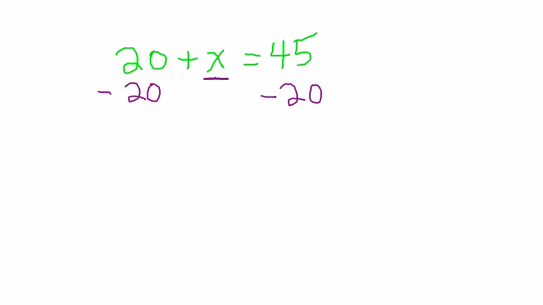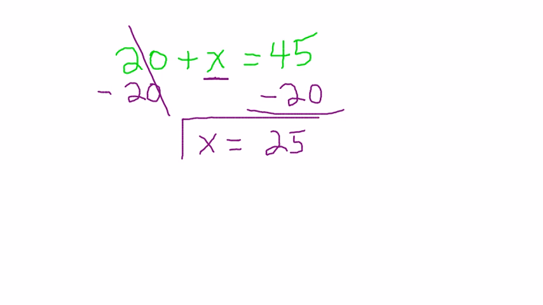20 minus 20 is 0, so we can cross it out. We are left with x equals 45 minus 20 gives us 25. So x equals 25. Then of course we can check our work to see whether or not we have the right answer. We can take our solution, 25, and plug it back into our initial equation. 20 plus, instead of x, I'm going to replace x with 25, equals 45.